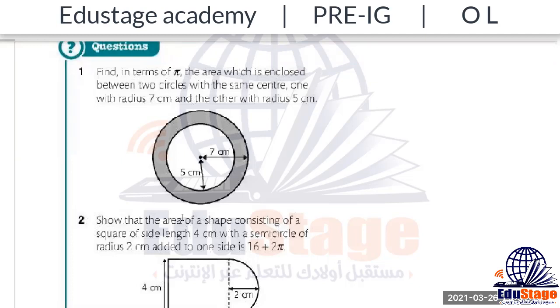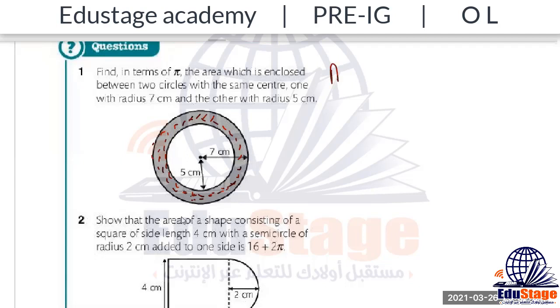What is the area of the circle? The formula? Pi r squared. And here you have 2 circles and we need to find the area enclosed between 2 circles. Means this area, yes? We calculate each one and then subtract them. The big one minus the small one, and the difference is the area. Excellent.